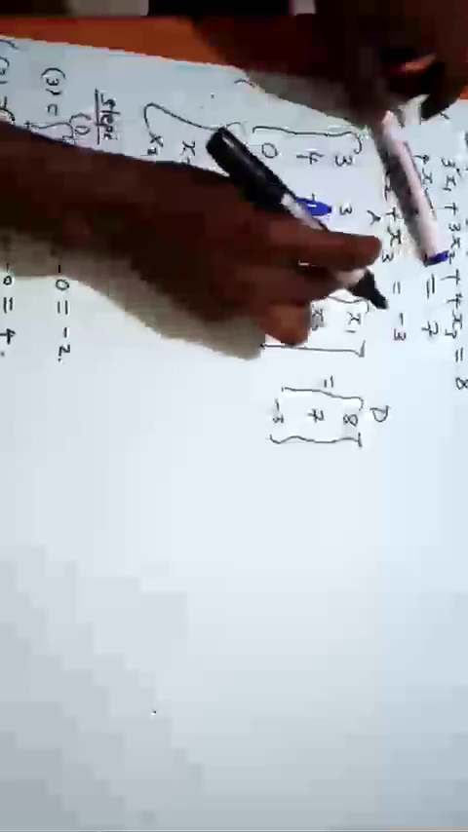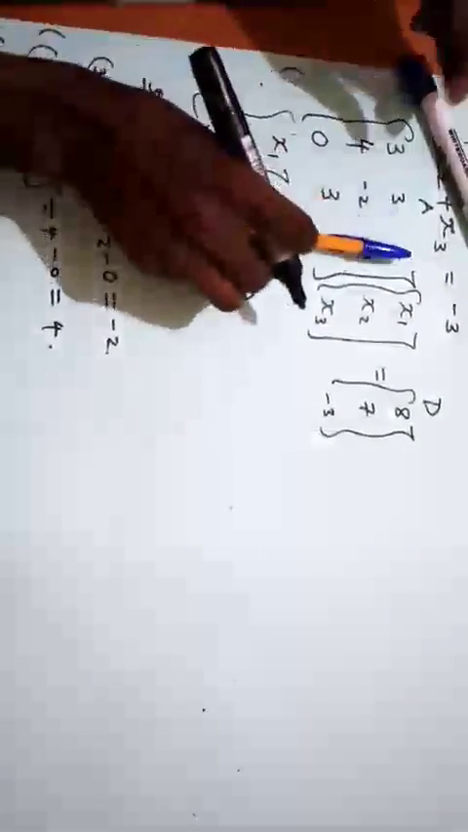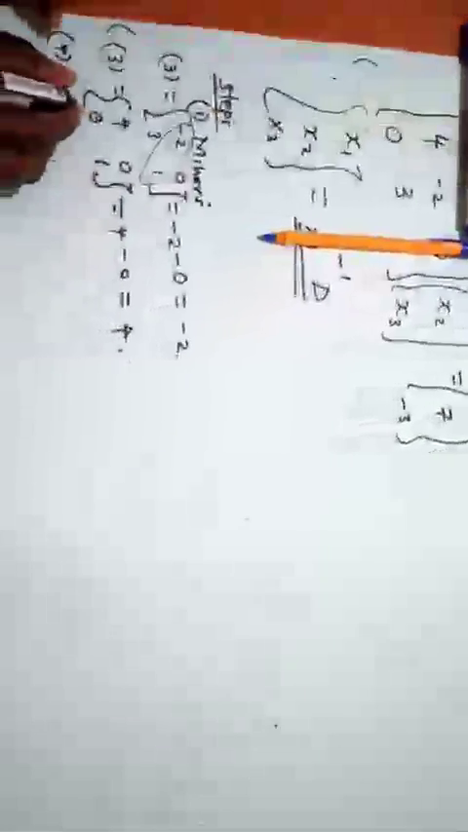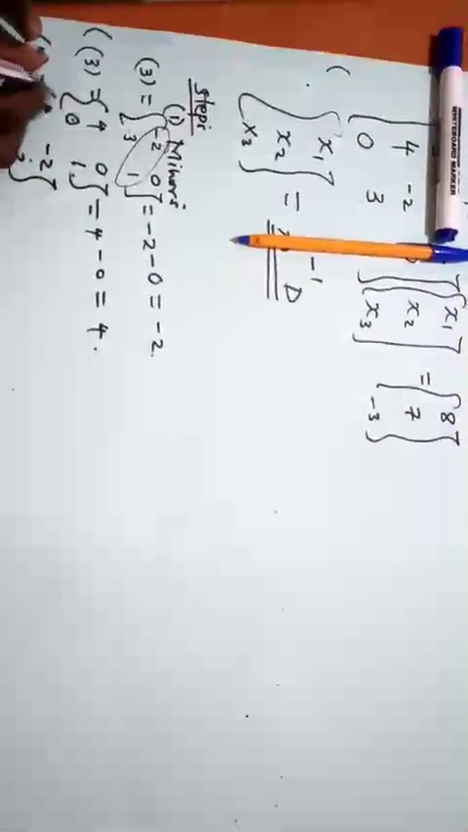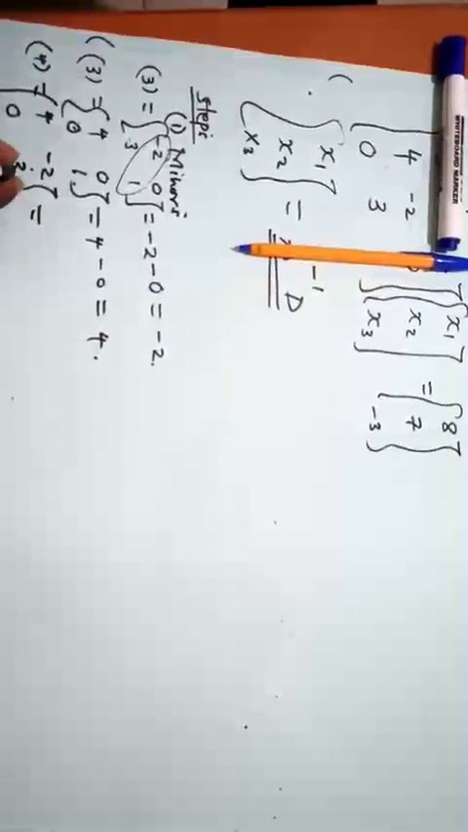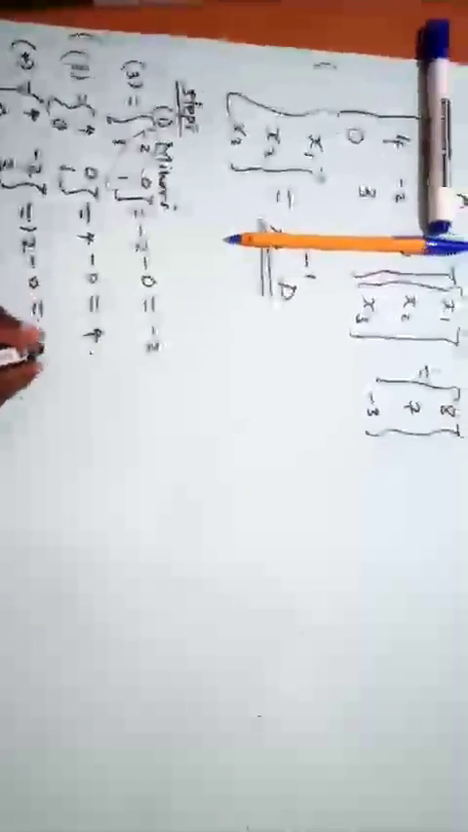Then you come here, you are at 4 now, the minor for 4. When you stand at 4, you don't see this column and you don't see this. So you are going to have 4, negative 2, 0, and 3. And in this case, we have 4 times 3, which is 12. Then this is going to be a 0 minus 0, which is going to be 12.